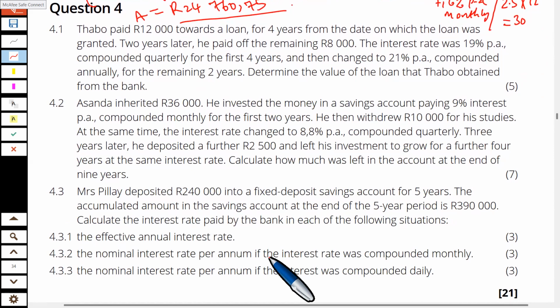Yes, question 4. Question 4 is about Thabo, about Asanda, about Mrs. Pillay, 4.3.1, 4.3.2, 4.3.3.